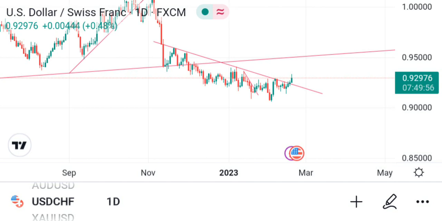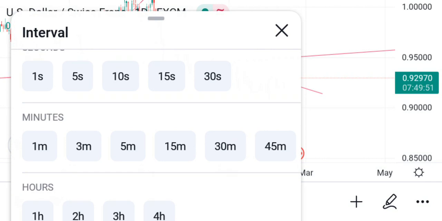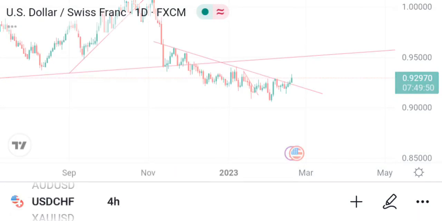Now, if you take a look at these zones, let's go to the 4 hours. See what I'm showing you.